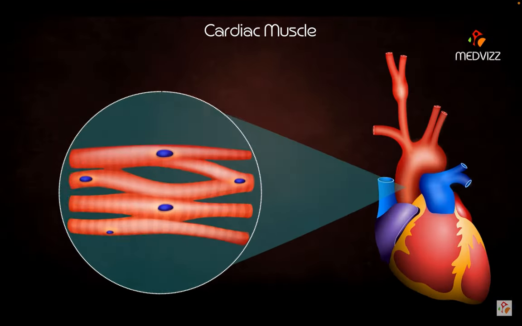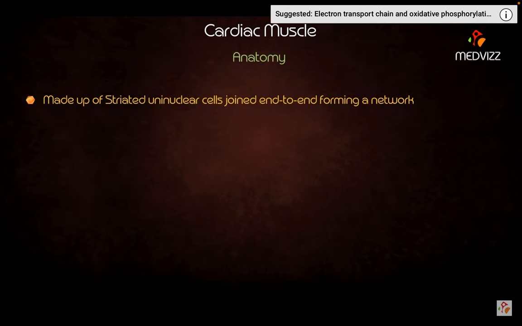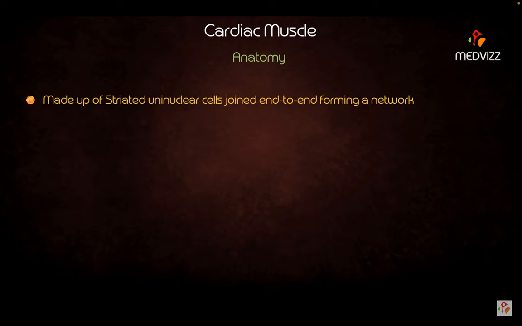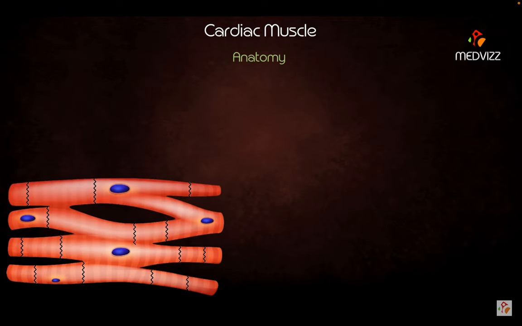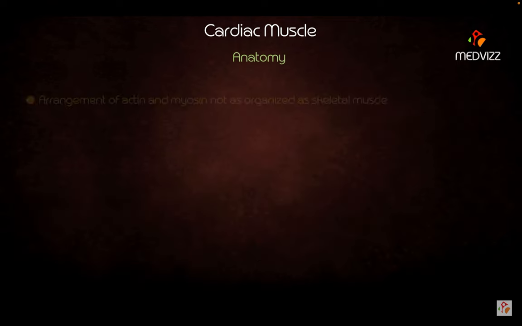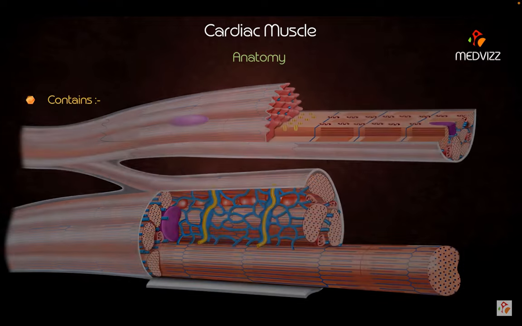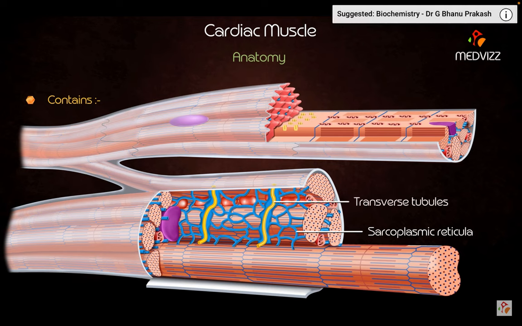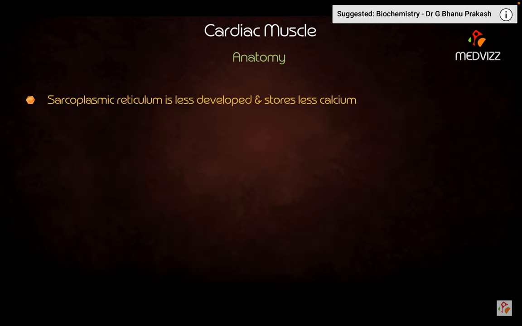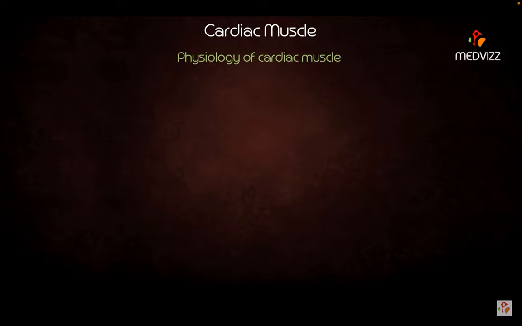Cardiac muscle. The cardiac muscle is located only in the heart. Anatomy. They are made up of striated uninuclear cells joined end to end, forming a network. Cell junctions are called intercalated discs. That's important. The cardiac muscle has gap junctions. The arrangement of actin and myosin is not as organized as the skeletal muscle. It contains sarcoplasmic reticula, transverse tubules, and numerous mitochondria. The sarcoplasmic reticulum is less developed than the sarcoplasmic reticulum in the skeletal muscle and stores much less calcium. Physiology of the cardiac muscle.